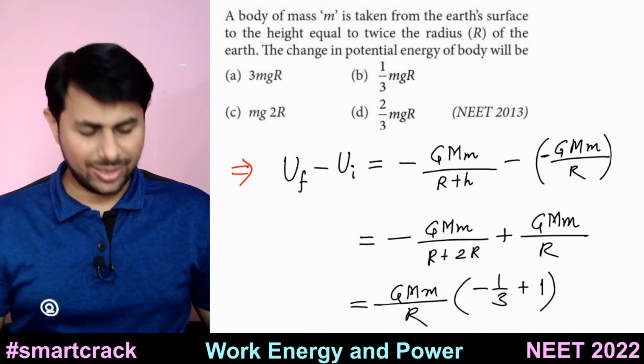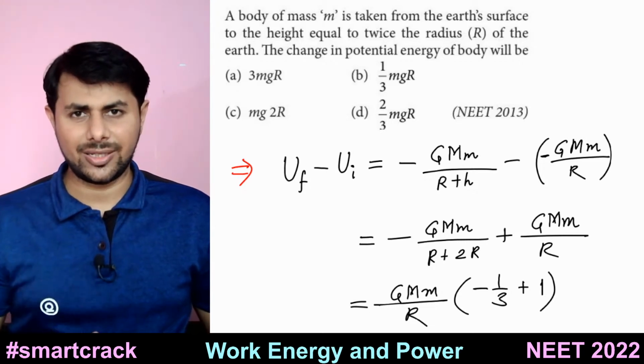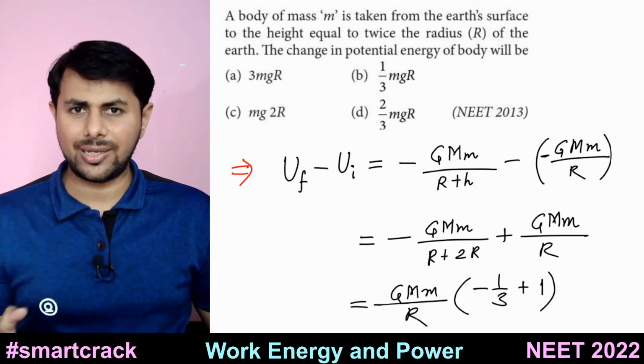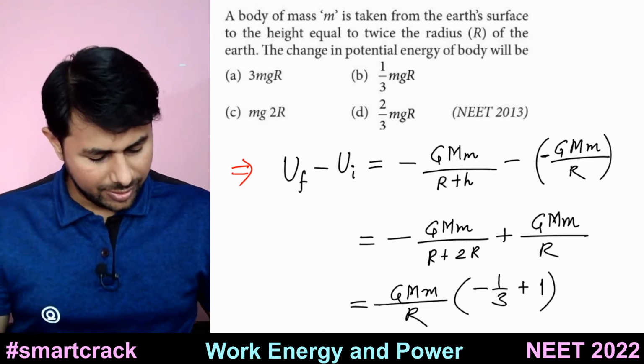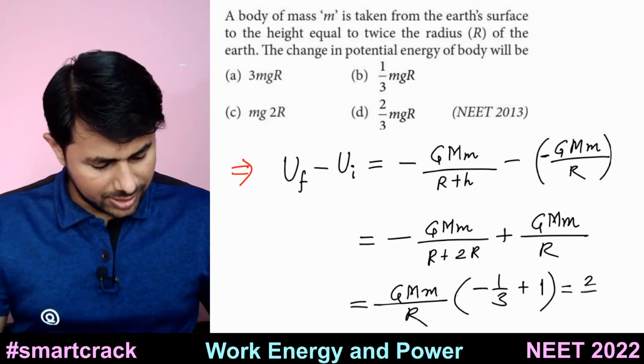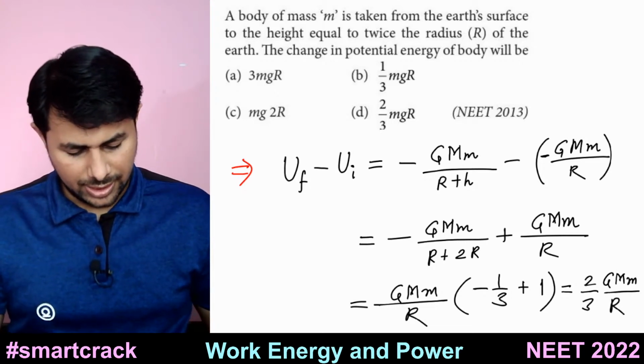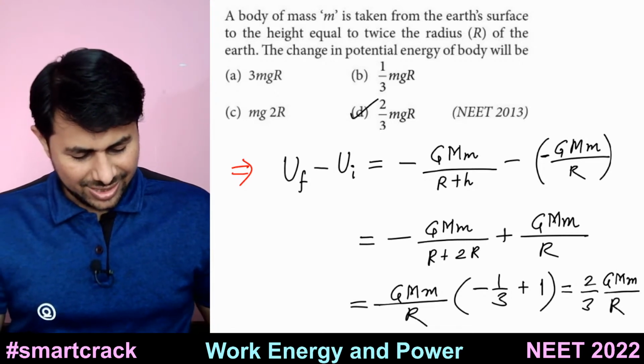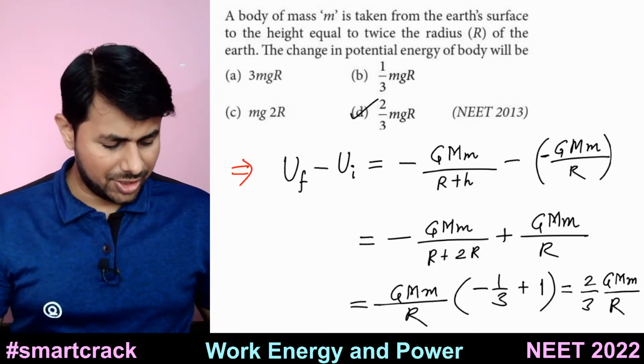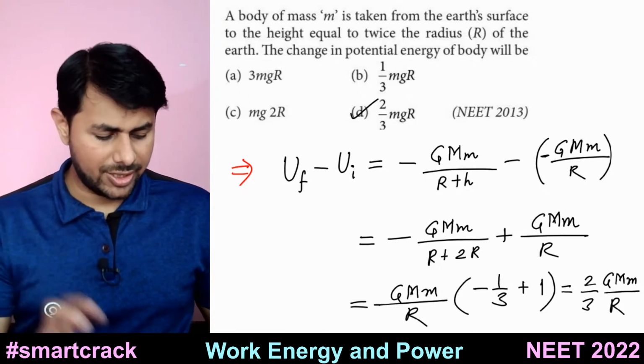How much will that be? So 1 can be written as 3 by 3. So 3 by 3 minus 1 by 3 is 2 by 3. Okay, so this is 2 by 3 Gmm over r. This is the answer, and there is only one option with 2 by 3, so D should be the answer, but it is mgr.